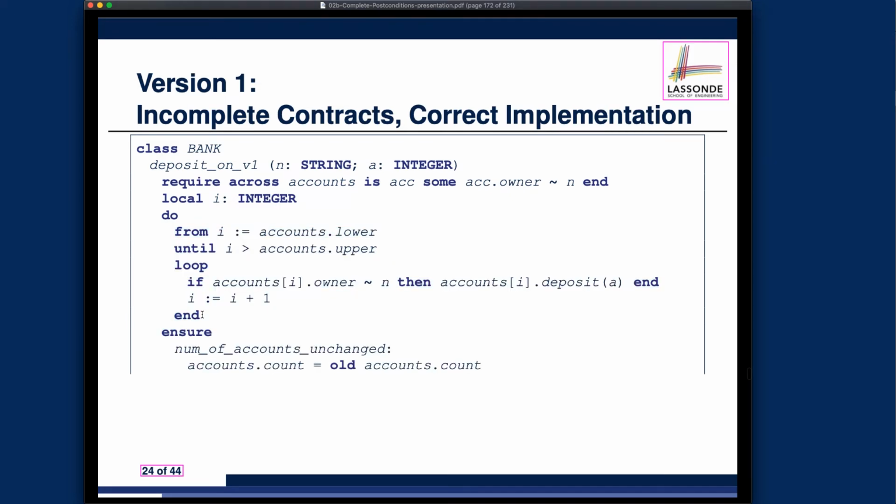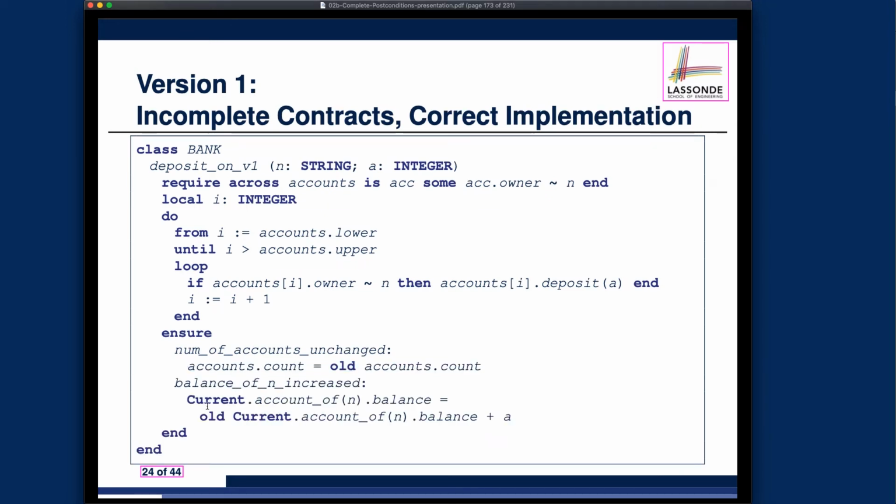Okay, now let's take a look at the postcondition. First of all, we can say the size of the accounts array, since we are not adding any account into the bank, should be the same. And then the second one, we only worry about if we want to deposit into this particular account with owner N. So now you can see in the post state, the account of N. For example, if we want to deposit into Steve, we are getting Steve's account in the post state. The balance should be its balance in the pre-state plus the amount.